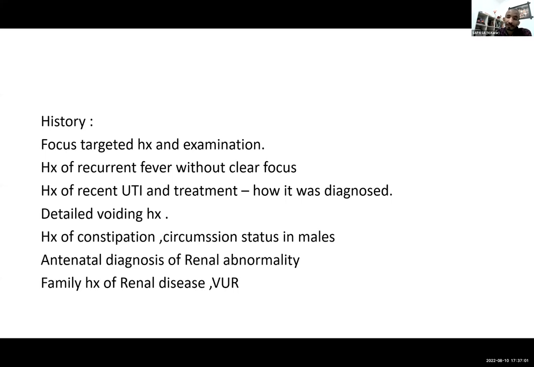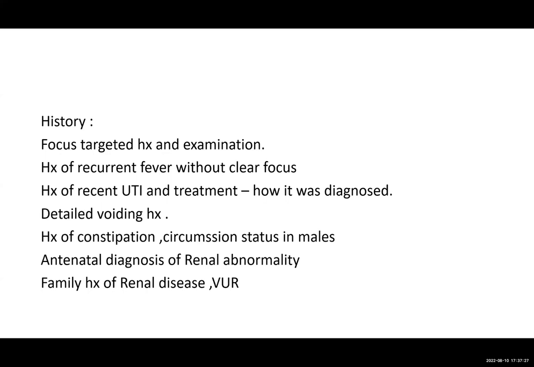Detailed voiding history. We need to look at how the child is voiding. Is he having a clear stream, poor stream, hesitancy, urgency in older children? So we need a detailed voiding history, how many times per day he is voiding, if there is any kind of incontinence, and also we need to document constipation. We need to ask about circumcision.